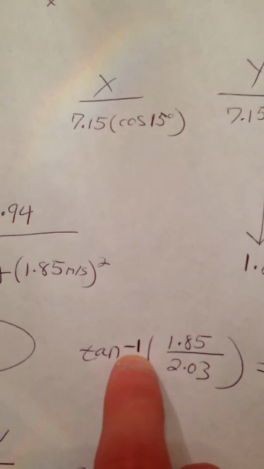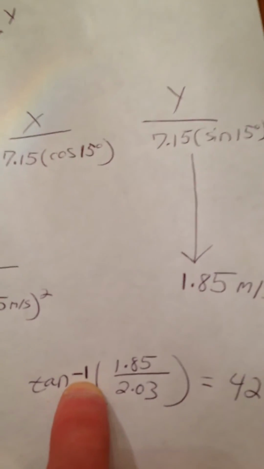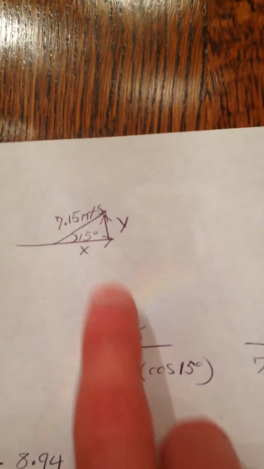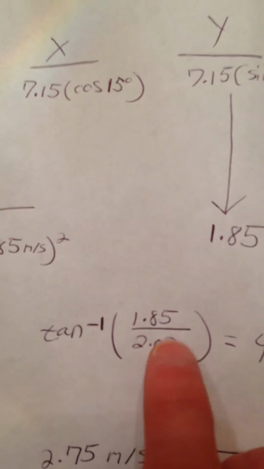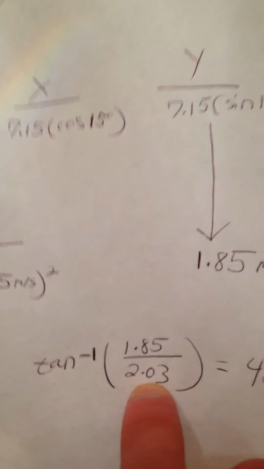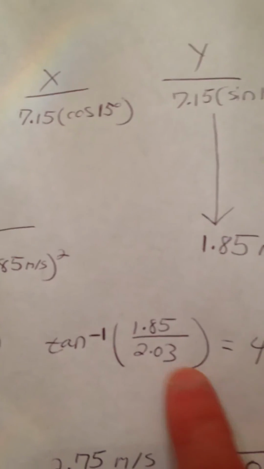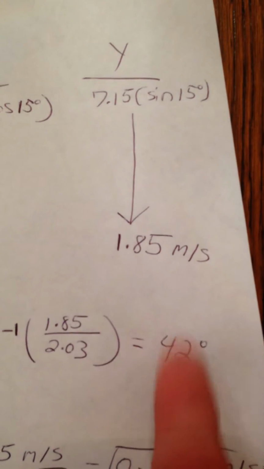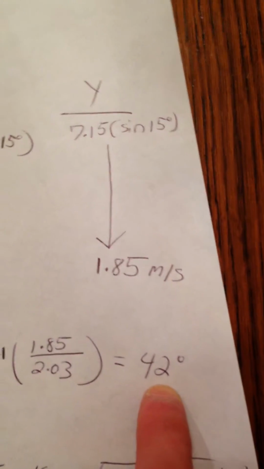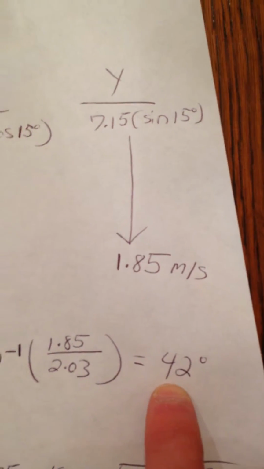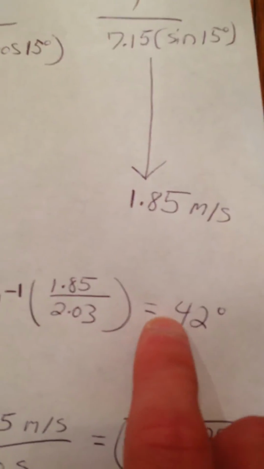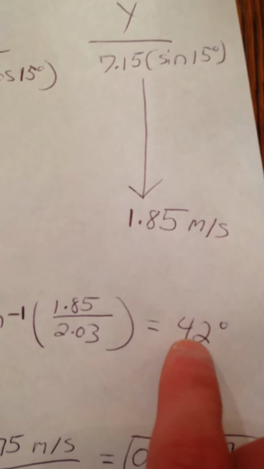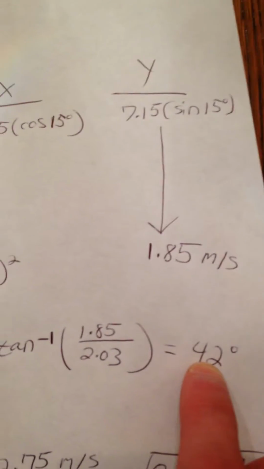So just take the inverse of tangent, and it's opposite over adjacent. So opposite, which is y, that was the 1.85, and the x was 2.03 after you subtract them, the velocity. So you do that, come out with 42 degrees. And so basically this is saying that she's traveling at 2.75 meters per second at an angle of 42 degrees in the positive x direction.